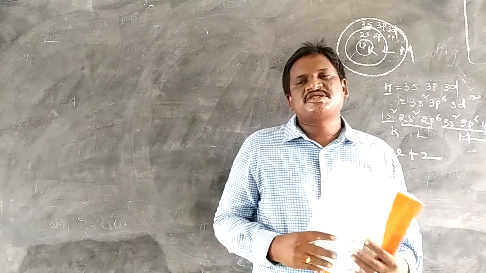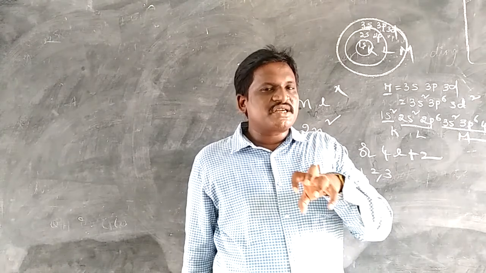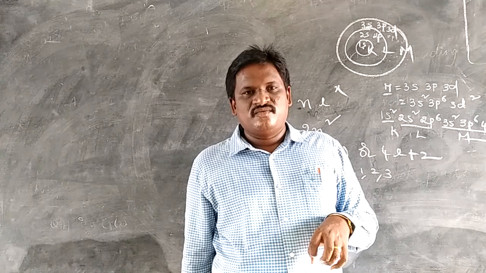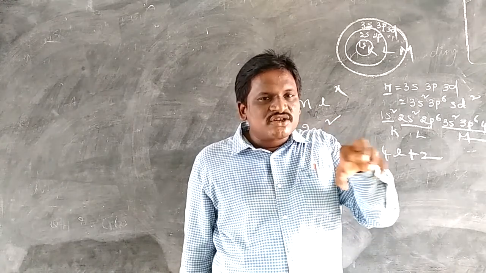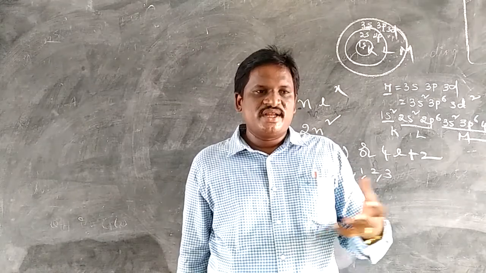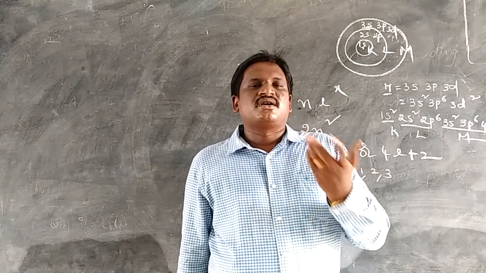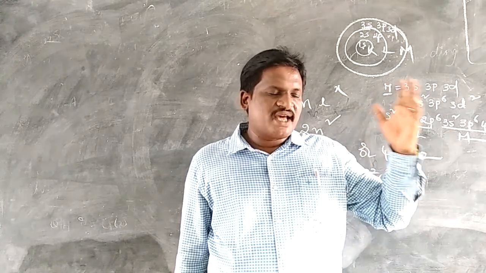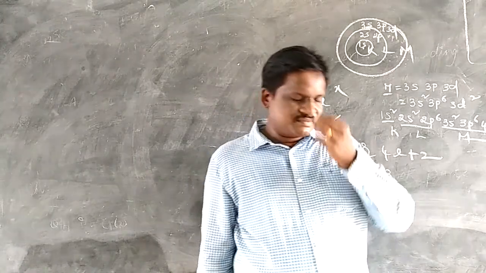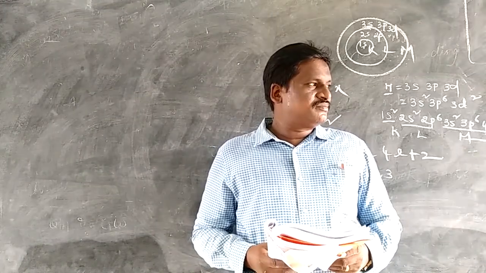Next, what is the absorption spectrum? Listen carefully, absorption spectrum is formed by the absorption of energy when electrons jump from lower energy state to higher energy state. Lower energy state means ground state. Higher energy state means the electron moves to the next level, that is called excited state. This is called absorption spectrum.